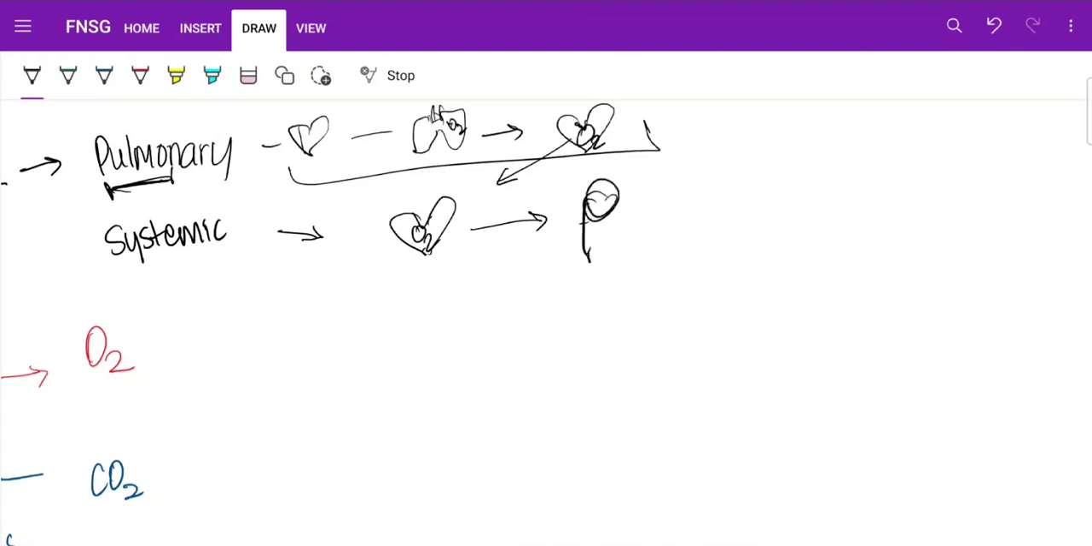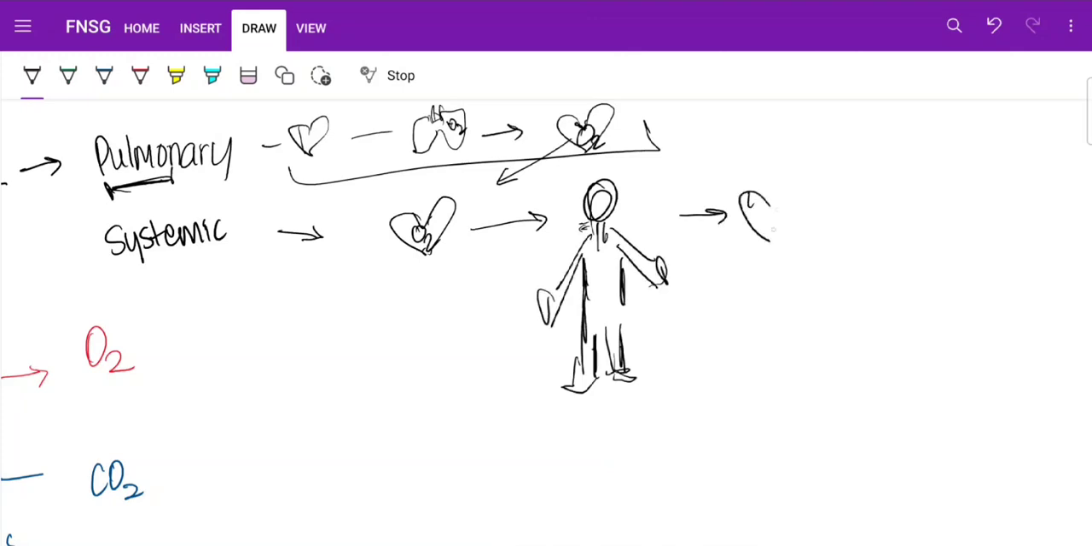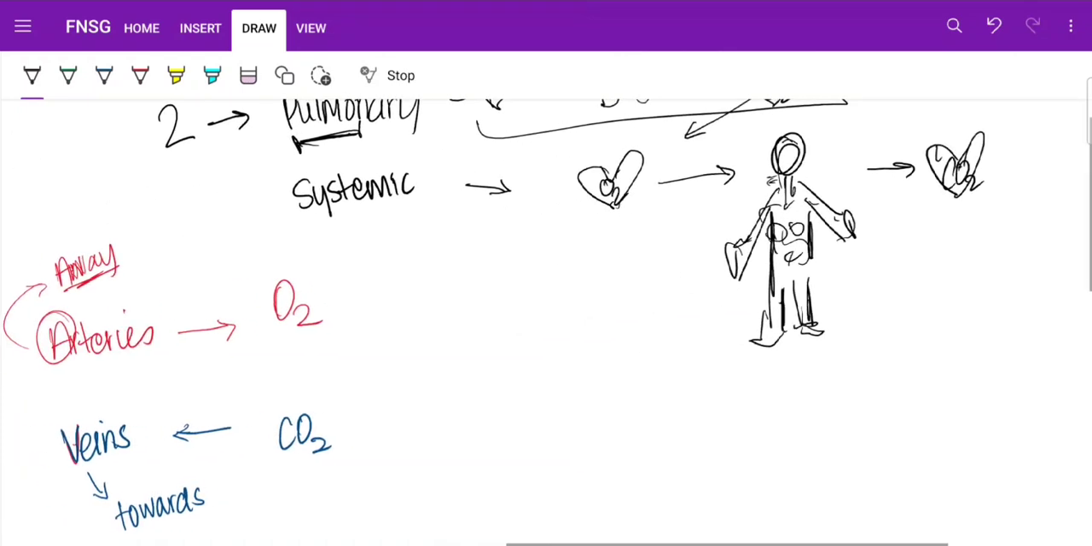Let's just draw a person real quick. Okay, that's a terrible drawing, but okay. We have through the rest of the body, so that includes the trunk, the legs, the torso, the arms, the head, everything, and then back to the heart after all of the organs and tissues have used the oxygen that they need. So this would be carbon dioxide rich blood.